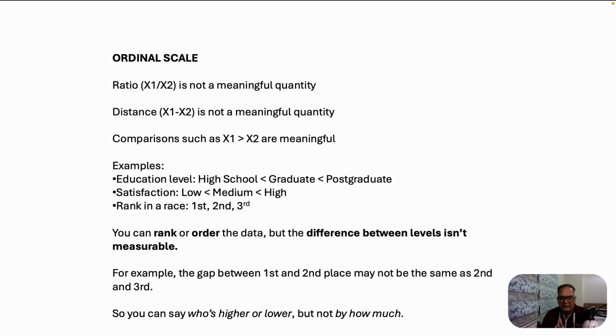So you can rank and order the data, but the difference between the levels is not measurable. For example, the gap between first and second place may not be the same as between second and third. So you can say who is higher and who is lower, but you cannot say by how much. You can only rank things. You can know what is greater than what, but you cannot say by how much it is greater or lesser than something.